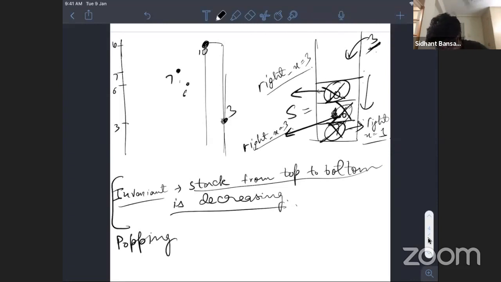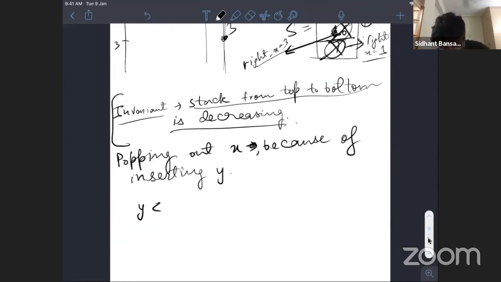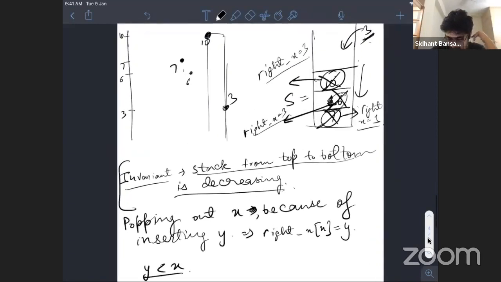So if you're popping out x because of inserting y, what does that mean? That means y is smaller than x, right? And you'll set right x of x as y when you're popping out. Okay, repeat the last thing, please. Yeah. So you're maintaining this invariant.